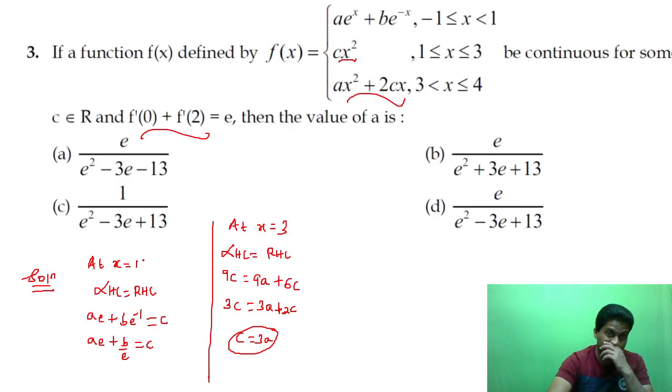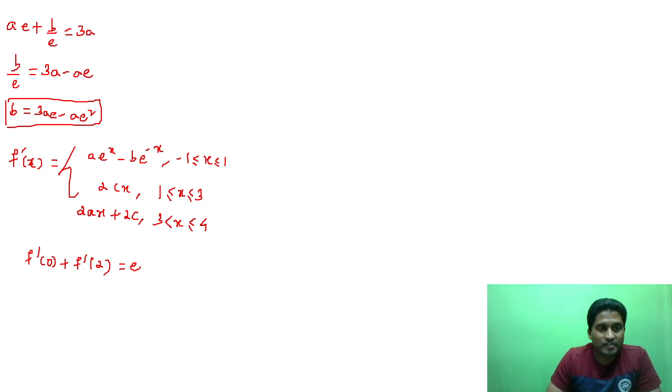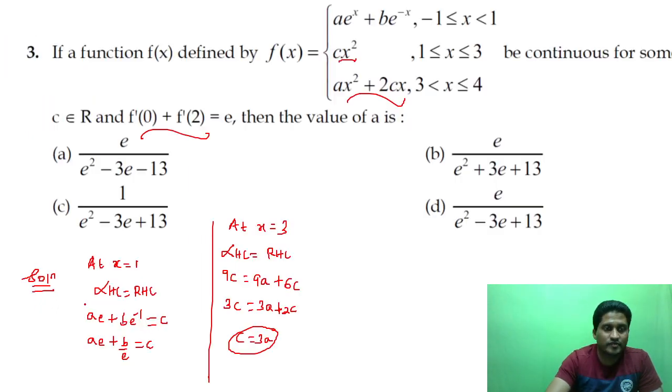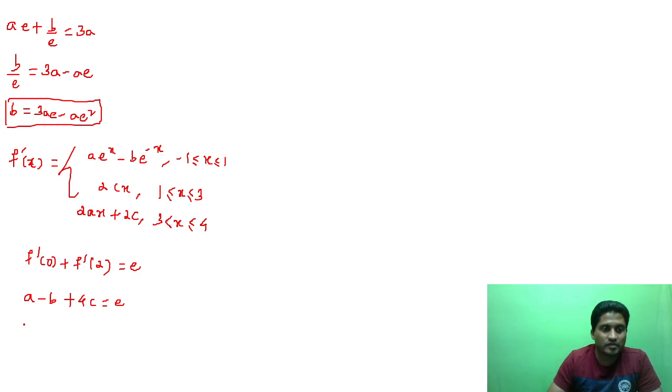So I wrote B in terms of A, C in terms of A. So obviously I'll get A in terms of e. f dash of 0: 0 lies between minus 1 and plus 1, right? f dash of 0 will be equal to A minus B, because e power 0 will be 1. f dash of 2 lies between 1 and 3, so f dash of 2 will be equal to 4C, and the sum is equal to e. Now the value of A I'll keep as it is, B in terms of A, so that is 3Ae minus Ae square.